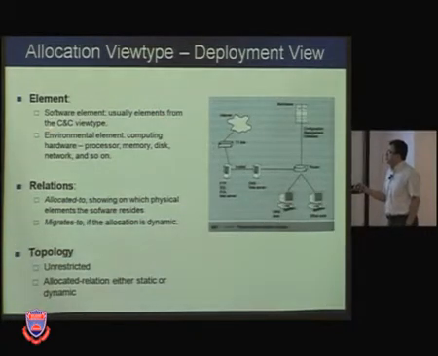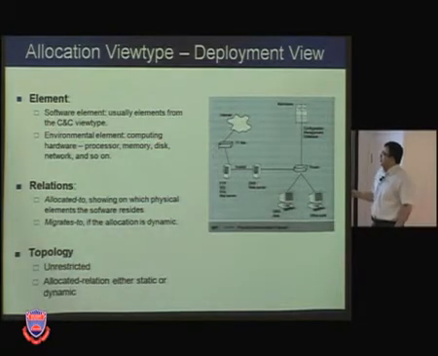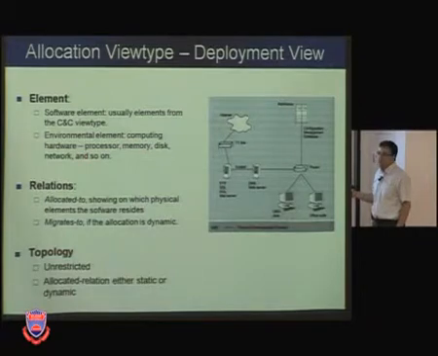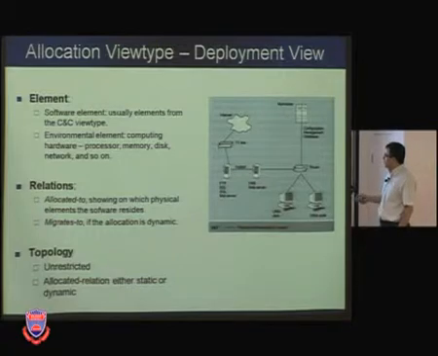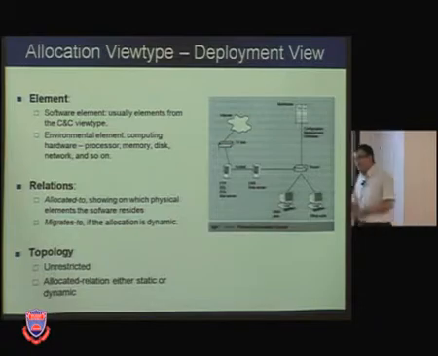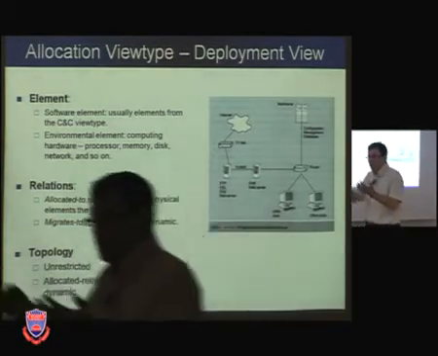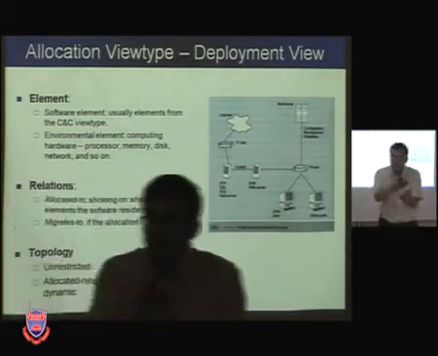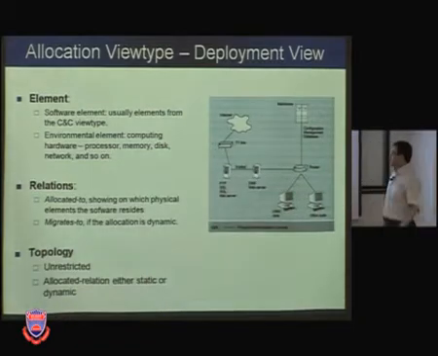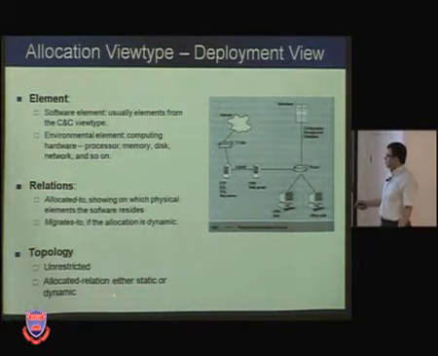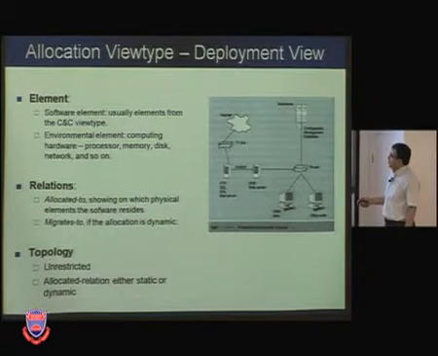Usually elements from C&C view type. The environmental elements are computing hardware: processor, memory, disk, network, and so on. Relations are allocated to, or migrates to if the allocation is dynamic. That means if you can, at runtime, allocate software to different machines, it's possible. Topology is unrestricted. The allocated-to relation is either static or dynamic.